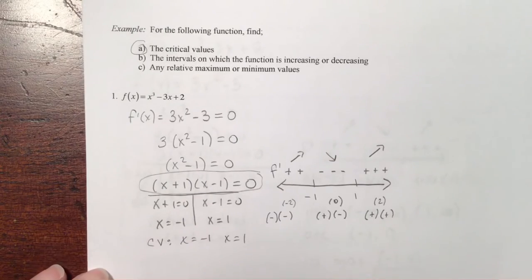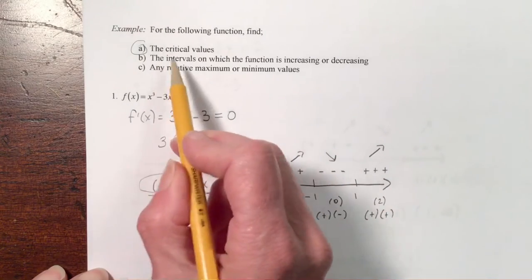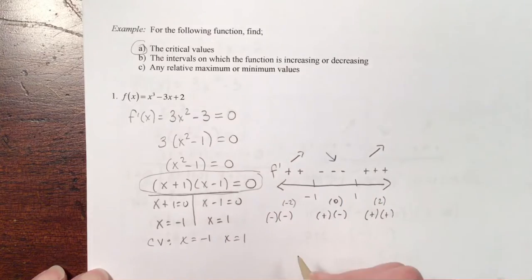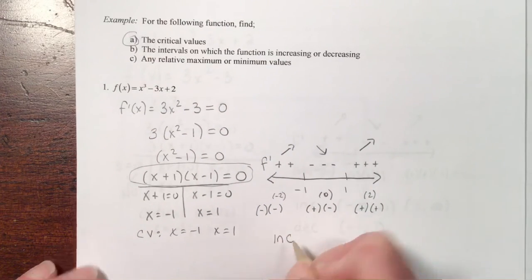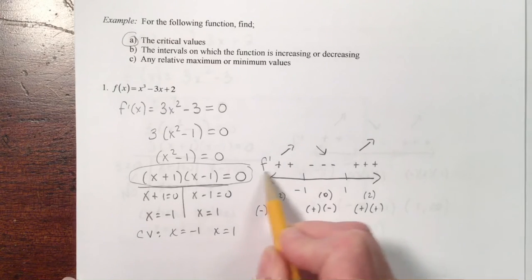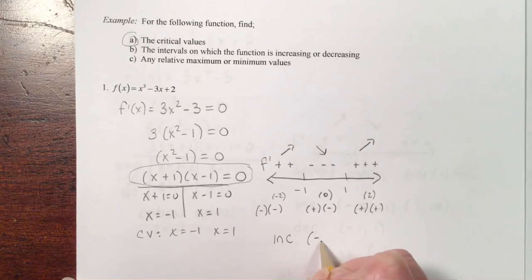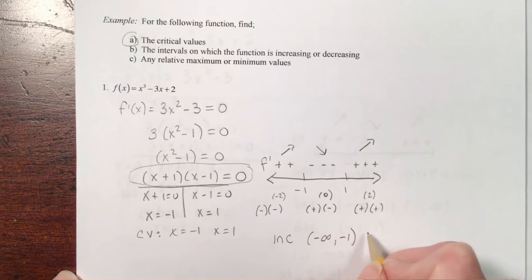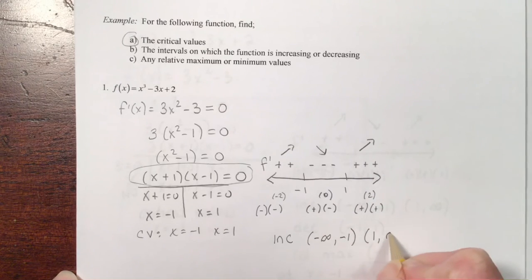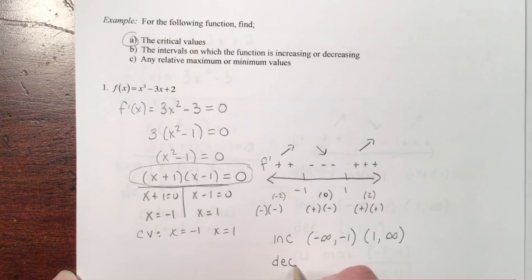Moving on with our example, if I want to identify the intervals where the function is increasing or decreasing, well, very easy. My function is increasing in this interval, which can be described as the interval from -infinity to -1. My function is also increasing from 1 to infinity. And my function is decreasing over this interval, -1 to 1.